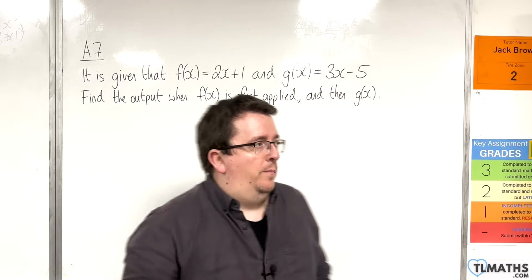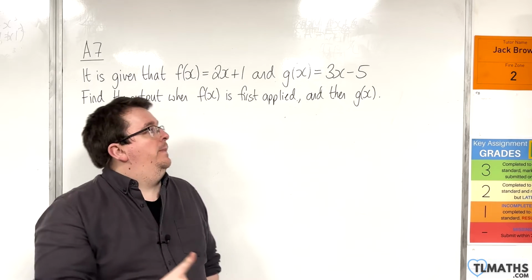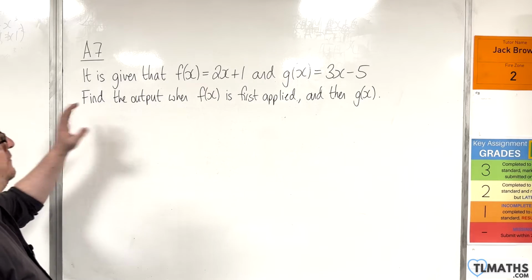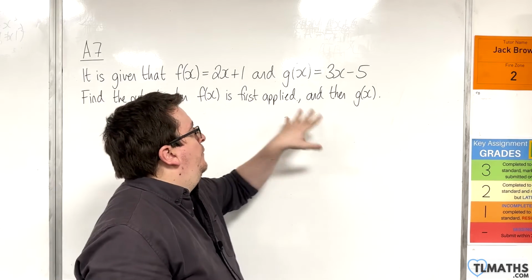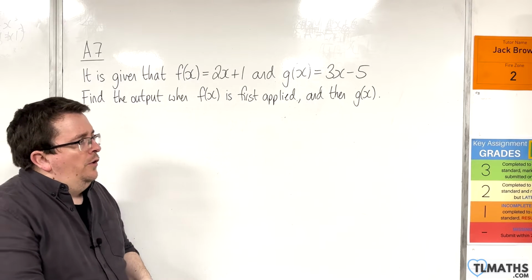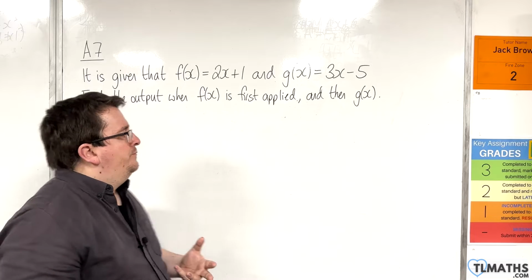So in this problem, we have two functions. f of x is 2x plus 1, and g of x is 3x take away 5. Our job is to find the output when f of x is first applied and then g of x. Now I wanted to get you to think about what's going on behind the scenes here.